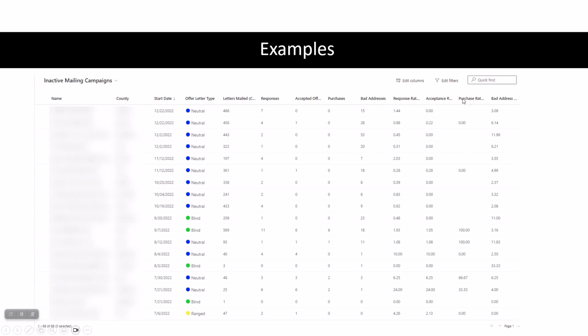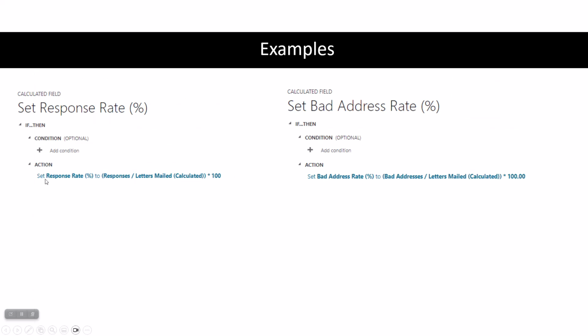Now, response rate, acceptance rate, purchase rate, and bad address rate, these are all percentages based on the number of letters that I mailed divided by one of these other things, and that gives me a percentage. So these are all calculated fields. Let's take a look at those. So here's my response rate. I set the response rate to responses divided by letters mailed, calculated, so that's the roll-up field calculated, times 100. For bad address rate, it's pretty much the same thing. The number of bad addresses by the number of letters mailed times 100, and that gives me the percentage.